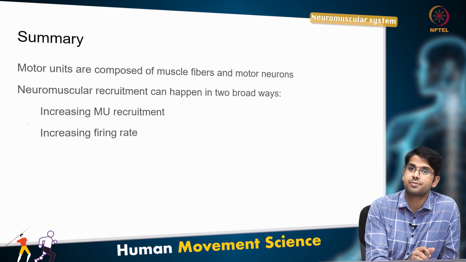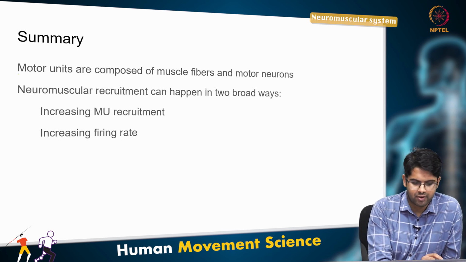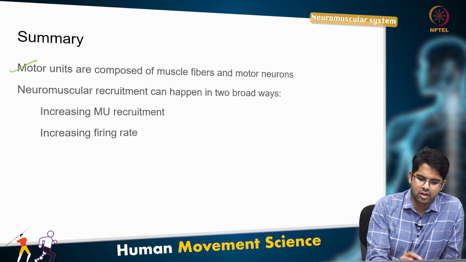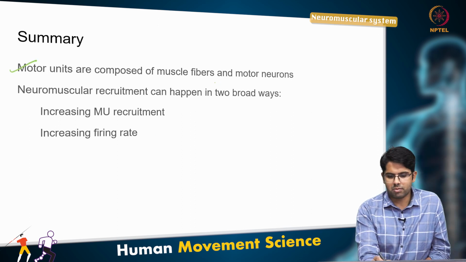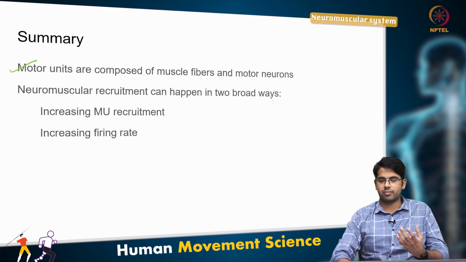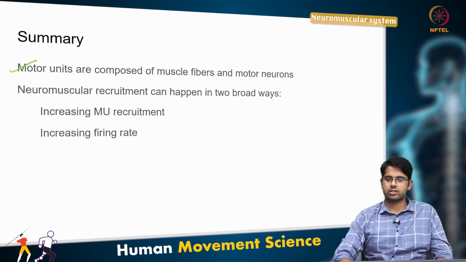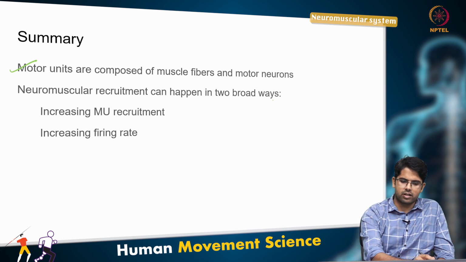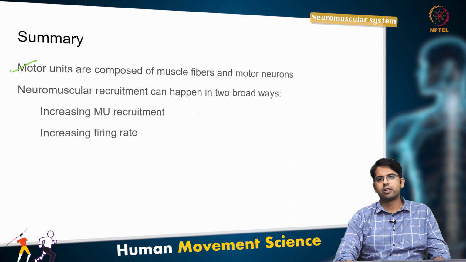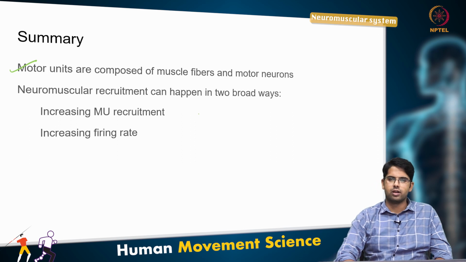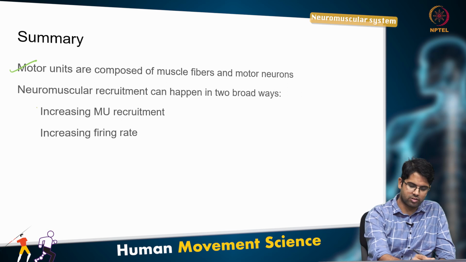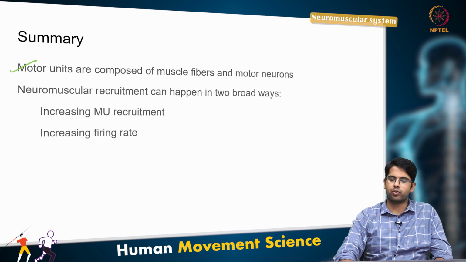So at the end of this, we have taken a look at what a motor unit is. It is comprised of muscle fibers and motor neurons, which form one of the fundamental units in neuromuscular systems. The recruitment of different motor units can happen in two broad ways. Either the size of motor unit recruitment can be improved, right?